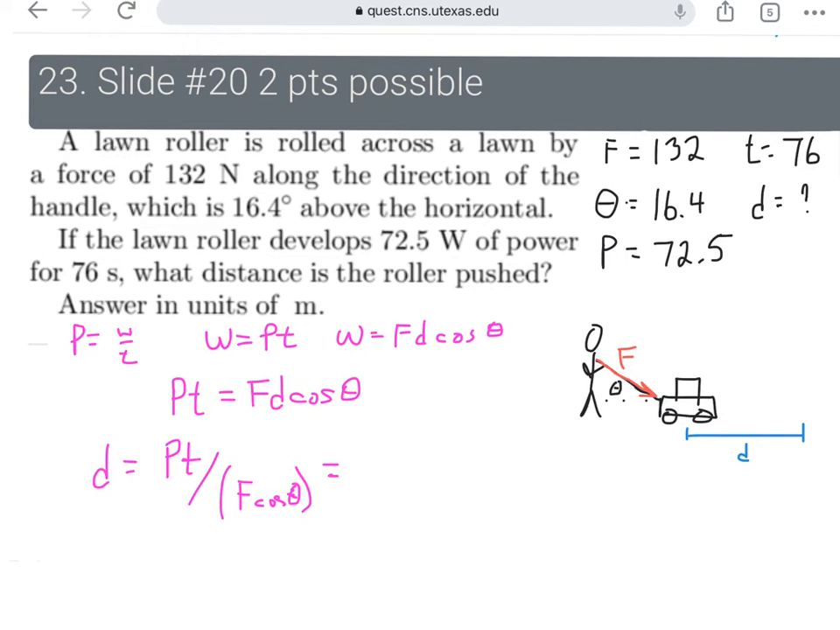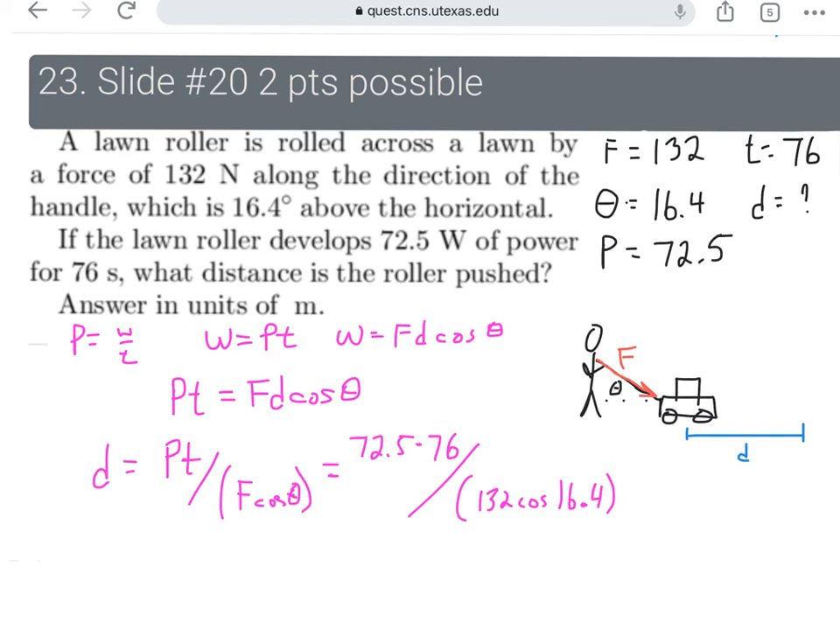Alright, so my power is 72.5 multiplied by my time, which is 76. And I'm going to divide that by my force, 132, cosine of my angle, which is 16.4. Make sure that your calculator is in degree mode. If you're unsure, then use Desmos and make sure that you have the scientific Desmos, have degrees selected.